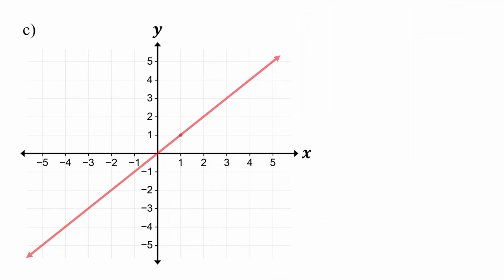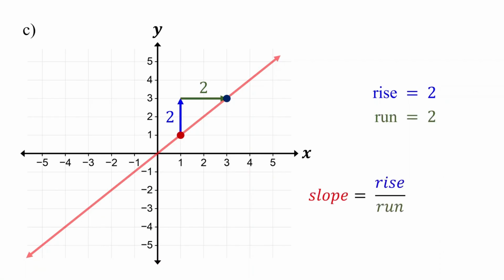As always, start by locating 2 points on the line. Next, find the rise and run. Starting at the point on the left, move up 2 units. So, the rise is 2. Then, move to the right 2 units. So, the run is also 2. Therefore, the slope is 2 over 2, which equals 1, right?